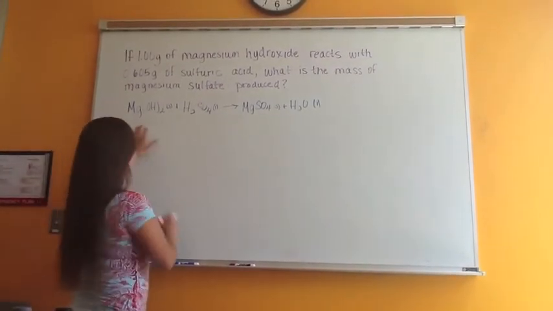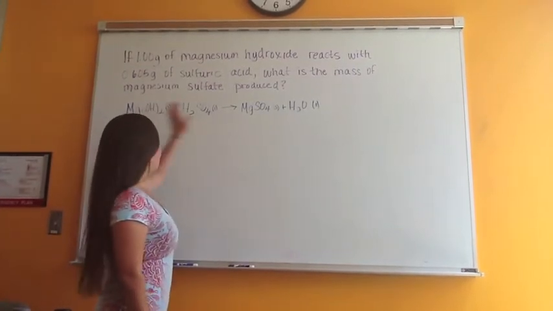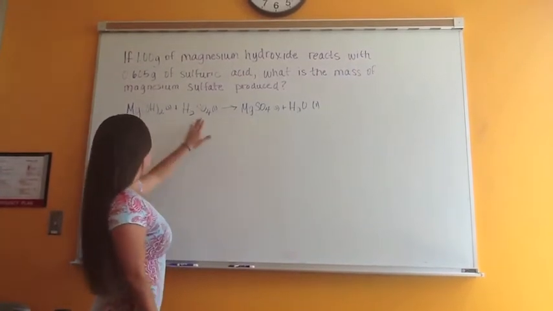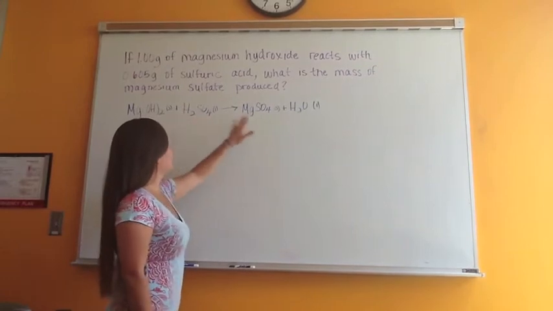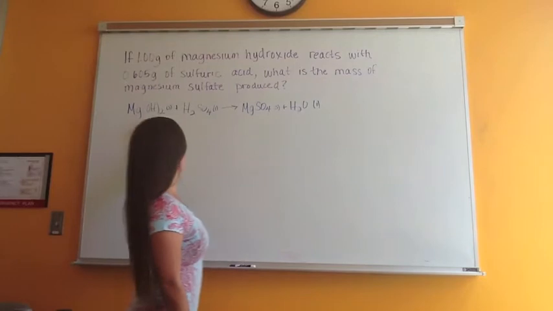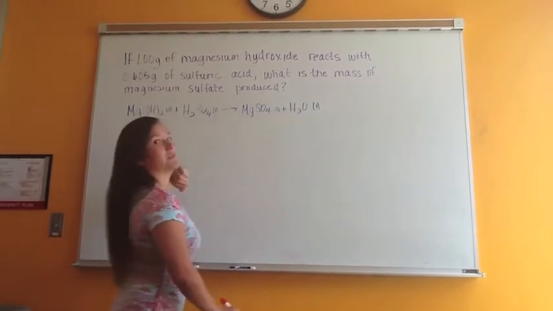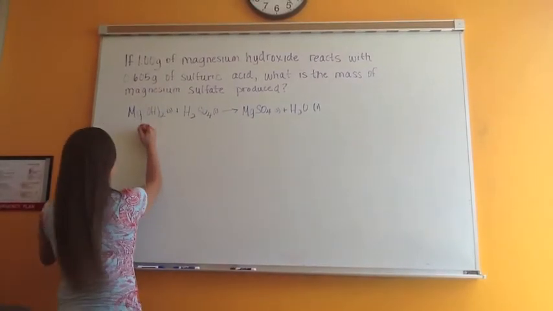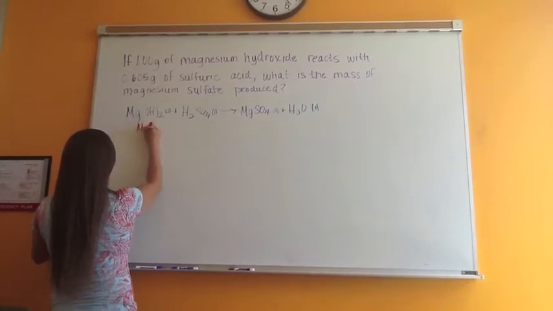So we can tell here, there's one magnesium here and here, and one sulfite here and here. The only thing that's not matching is this equation and this equation. So what we're going to do is go ahead and put a 2 in front of the H2O. So we'll write out the problem.